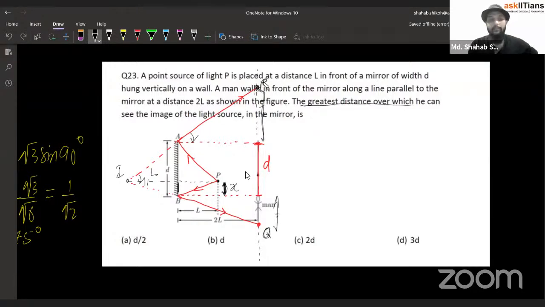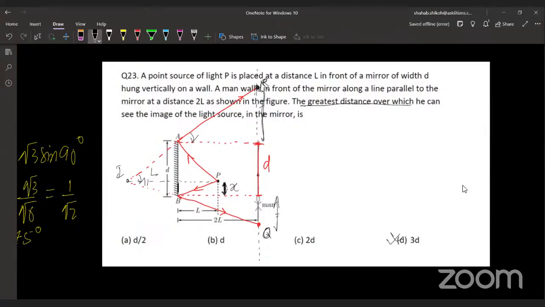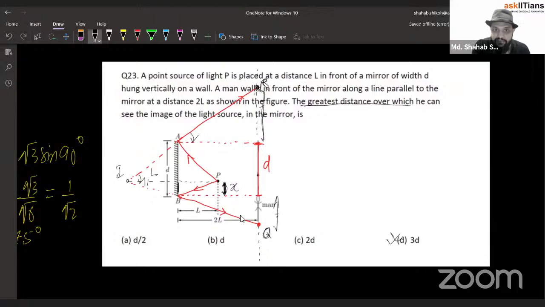We don't know X. But look at the options. The options are either 3D, 2D, D, or D by 2. So can you conclude that whatever be the X, the answer is going to come 3D or 2D or D or D by 2? Are you sure now? That means what the examiner is trying to tell you is that this distance is independent of X. Do you agree with me?